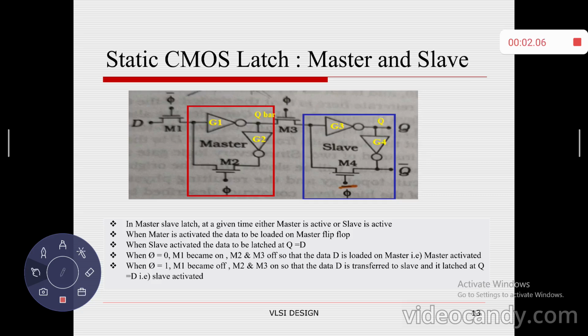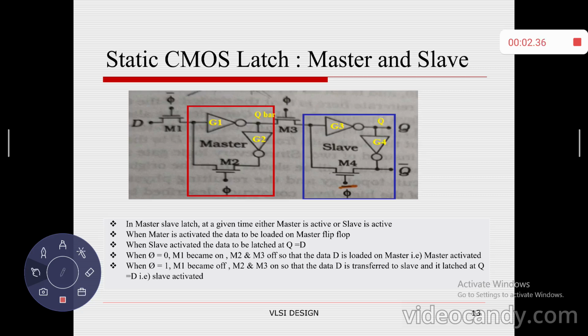Okay. Next, if I change the control signal phi equal to 1, transistor M1 will be disconnected, M2 becomes an active connection, M3 becomes an on connection, and M4 will be disconnected. So since M2 is activated, the master performs the holding operation. Whereas in the slave, since transistor M4 is disconnected, the loading operation will be performed.